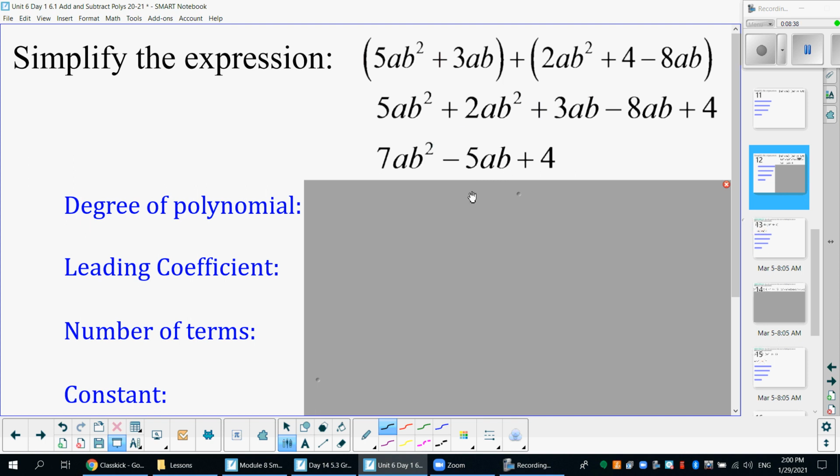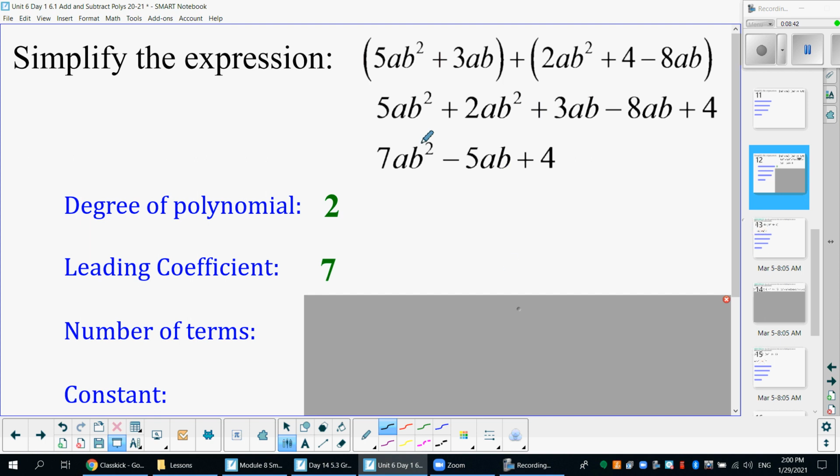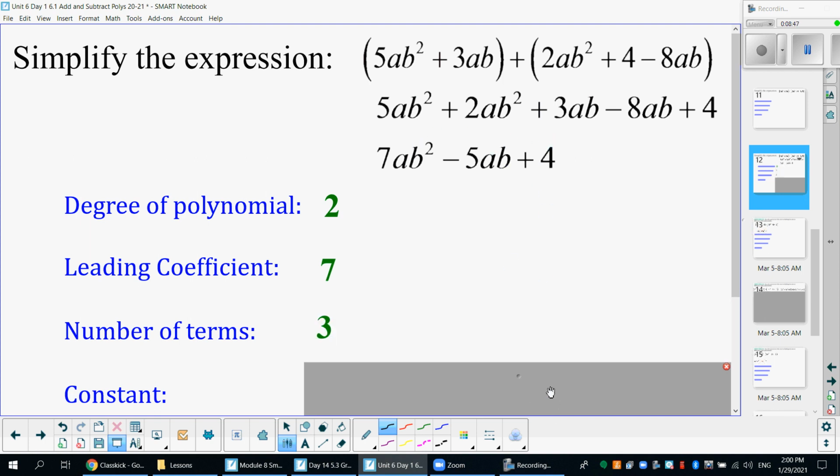The degree of our polynomial is 2. Our leading coefficient is 7. We have 3 terms, and our constant is 4.